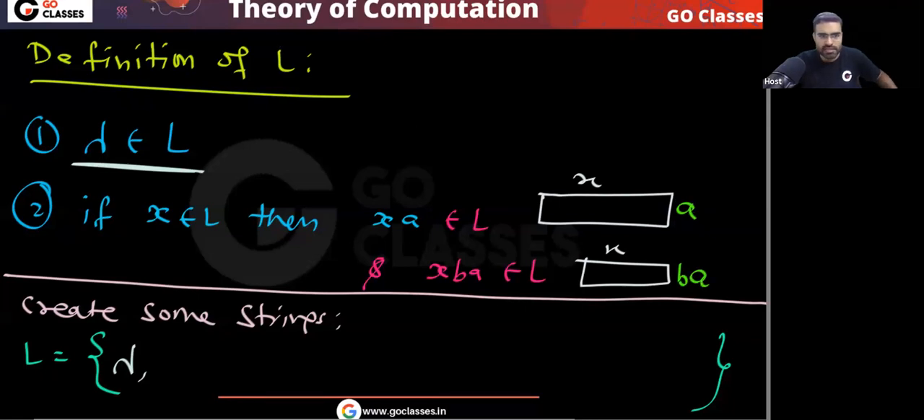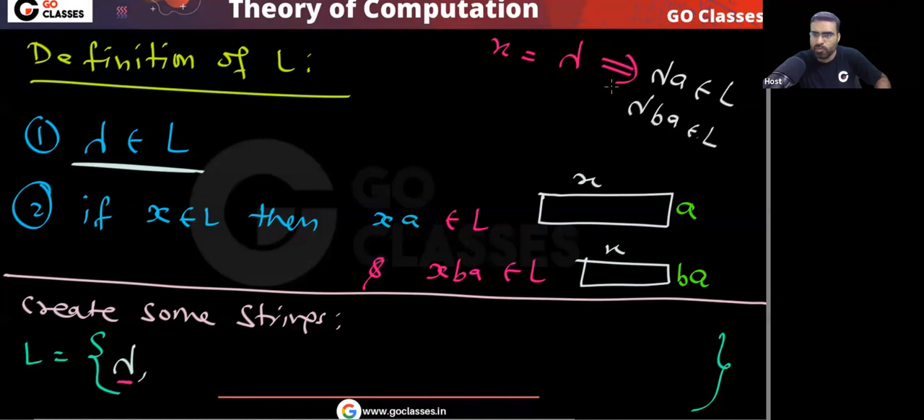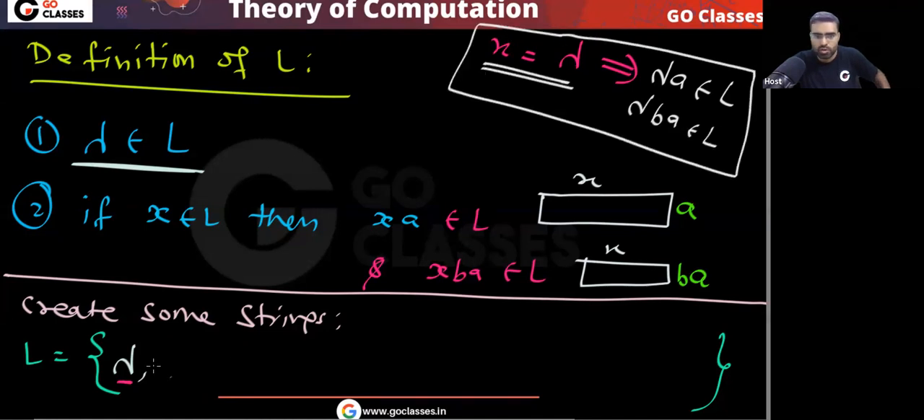So I can say the empty string belongs to L. Definitely for the empty string, you can put A at the end. This empty string is your X equal to empty string. So that simply means you can put A at the end. Lambda A also belongs to L, and lambda BA also belongs to L. Okay, so these belong to L. So finally I can say A belongs and BA belongs.